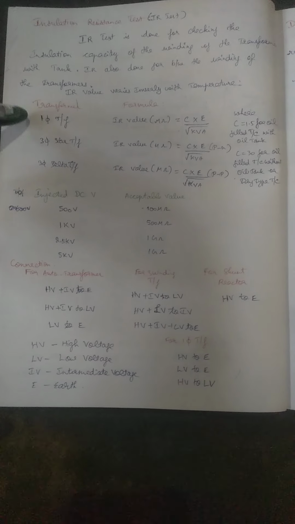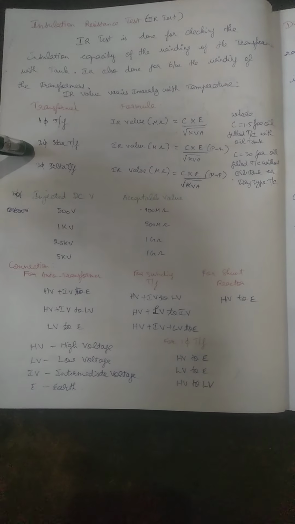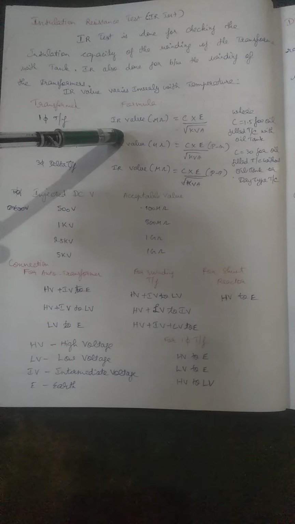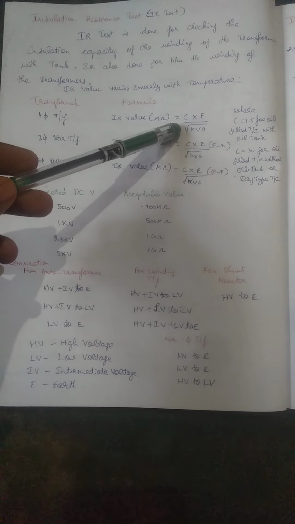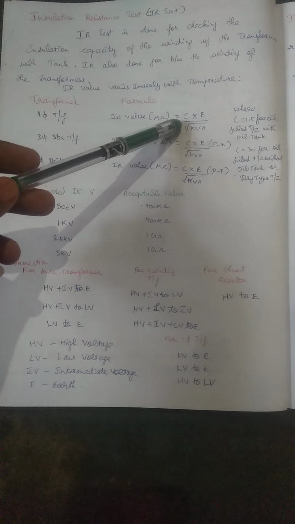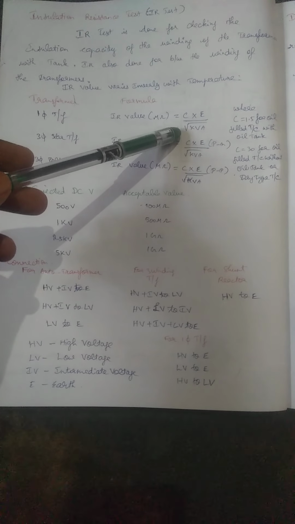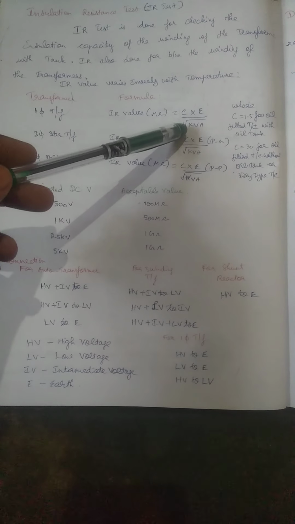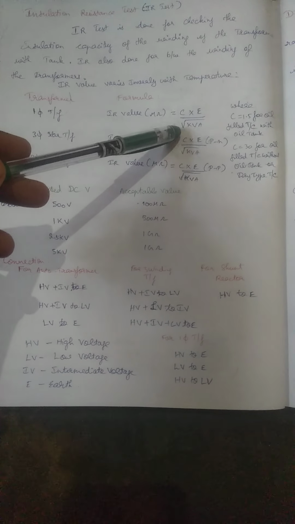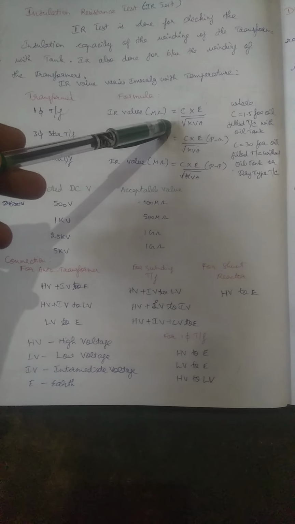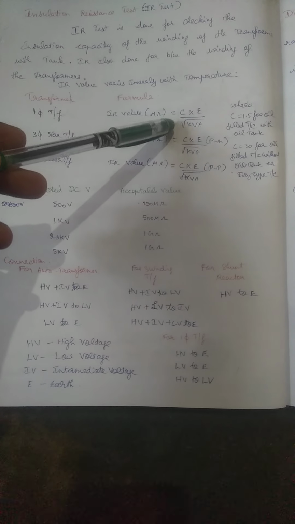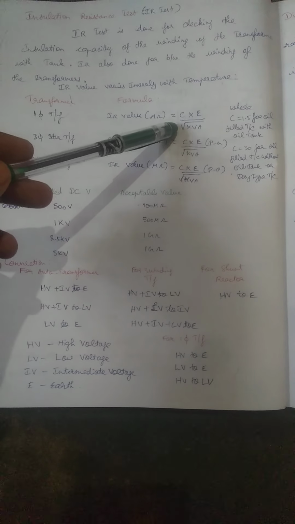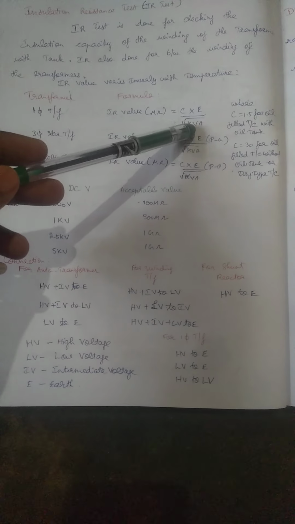So this is the formula for calculating the insulation resistance test. For a single phase transformer, the IR value should be C into E divided by root of kVA. Here the kVA is the transformer rating; on the serial nameplate itself we can see the kVA rating of our transformer. The transformer is mentioned in kVA only, so that value will be given here.